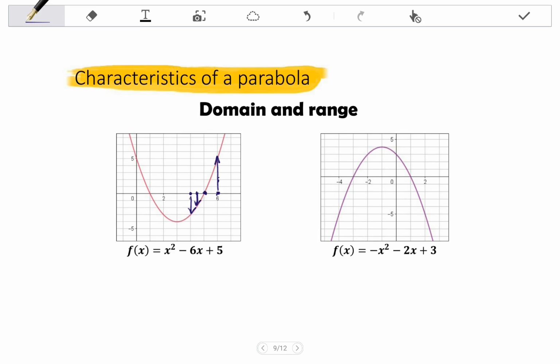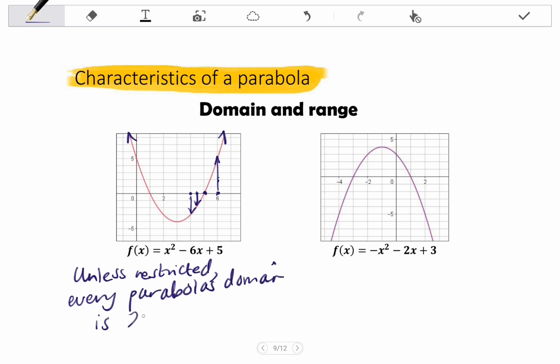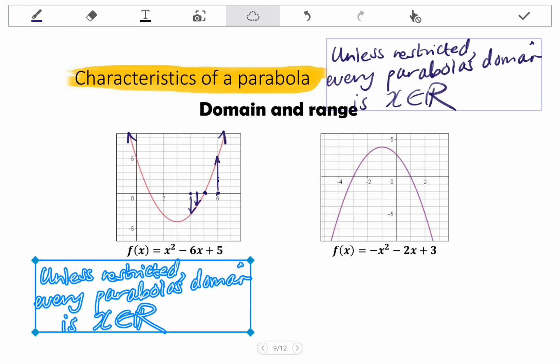Now we know that parabolas continue unless they are restricted. We know that they continue forevermore. So unless restricted, every parabola's domain is x is an element of reals.